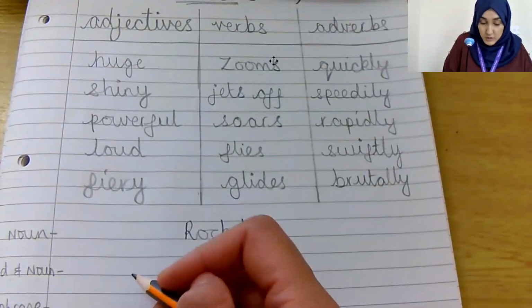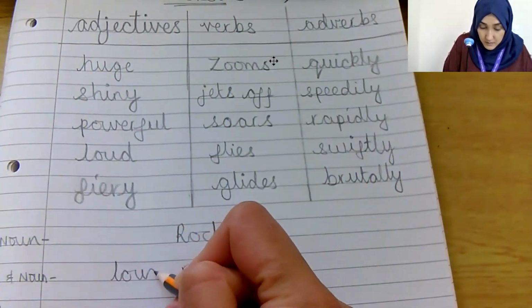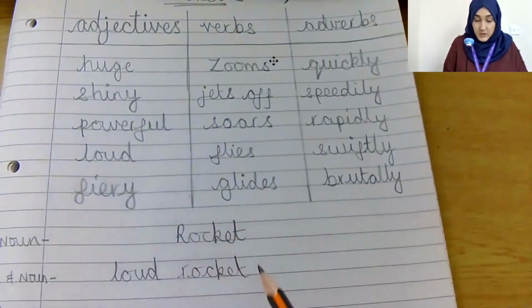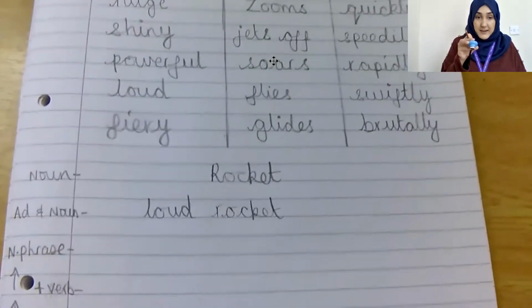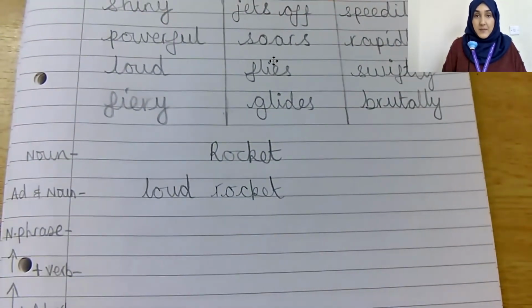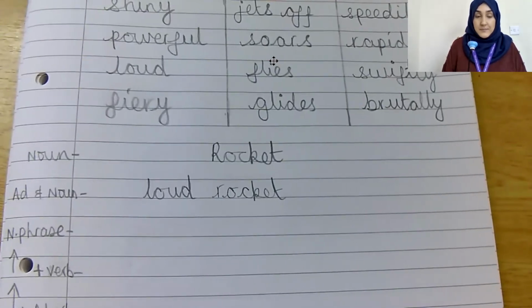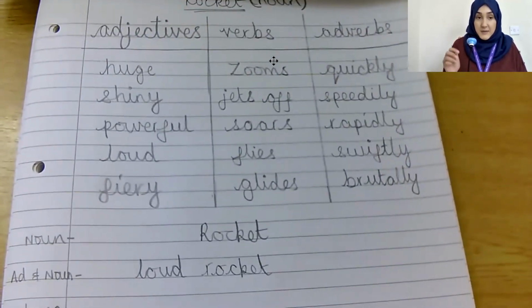So I'm just going to scoot over a bit. So I've got rocket, loud rocket. I've done my adjective and noun. Now I need to do a noun phrase. Or expanded noun phrase, I should say, really. Not a noun phrase, an expanded noun phrase.